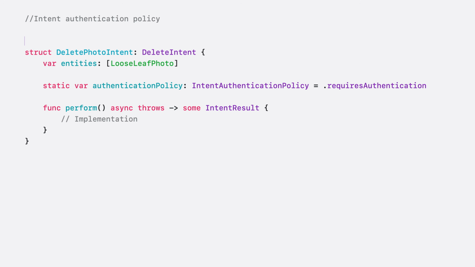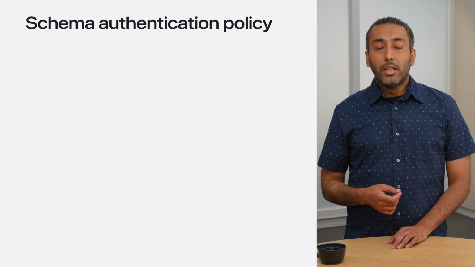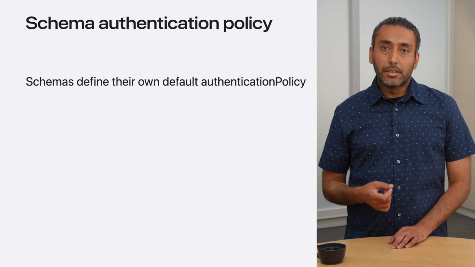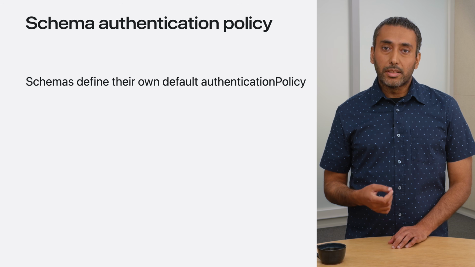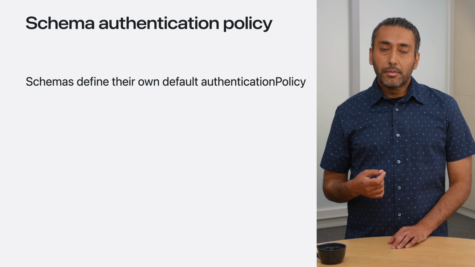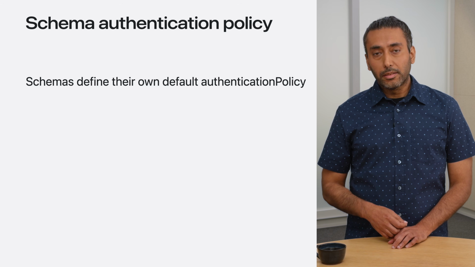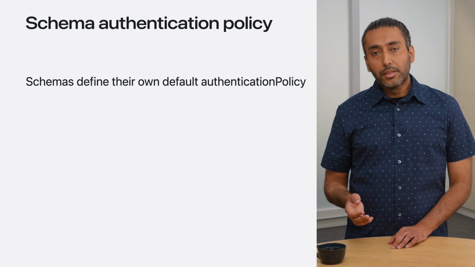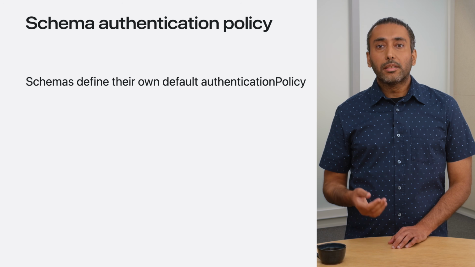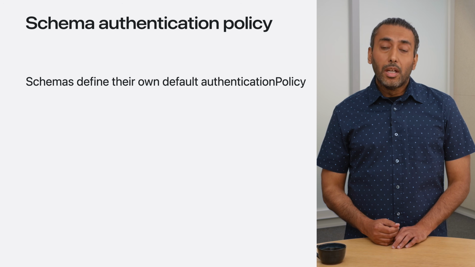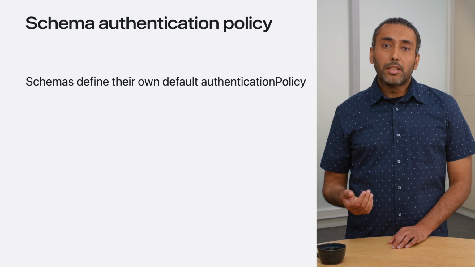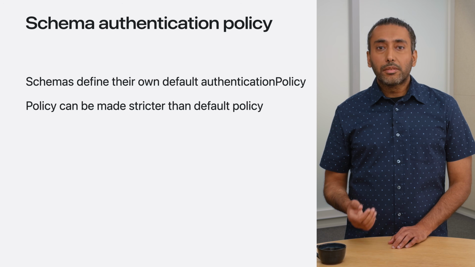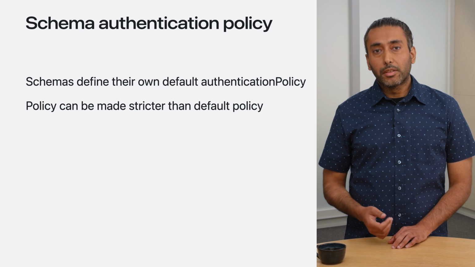The situation is slightly different when your app intent adopts an intent schema. Schemas have their own default authentication policy. This policy is set internally based on the sensitivity of each schema and the data it handles. And similar to side effects, your intent is automatically assigned the schema's default policy. But if you want, you can still explicitly override the default. The only constraint is that your policy has to be stricter.